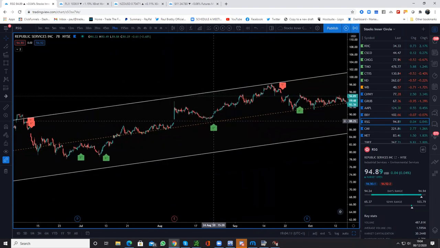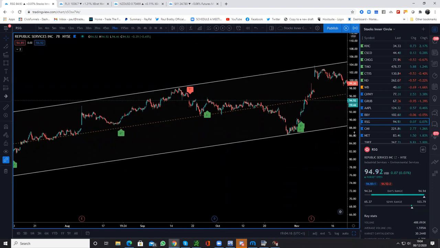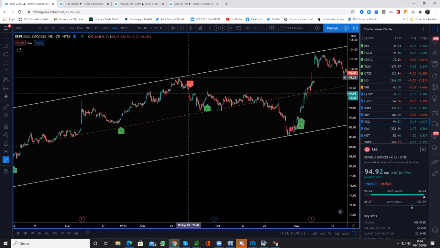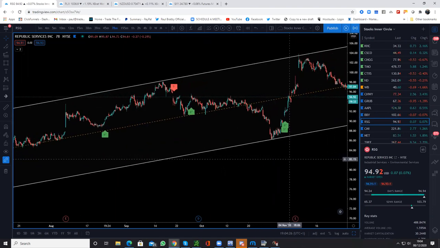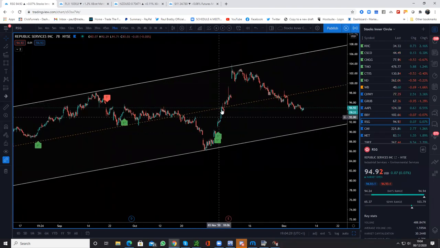We have a pullback. We get a 6-star buy. It goes all the way to the top of the channel. Test the top of the channel, 5-star sell, comes down, finds support here. Up, 6-star buy, support. Comes down to test the bottom of the channel, 5, 6-star buy, all the way up to the top.